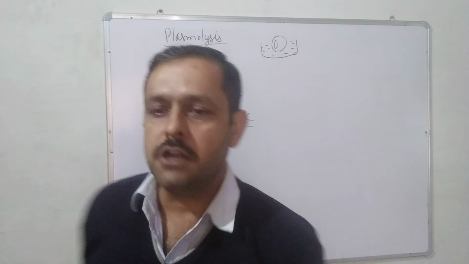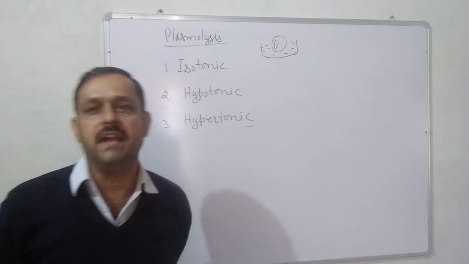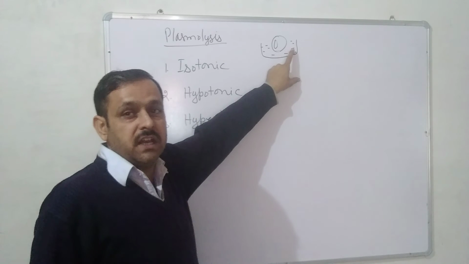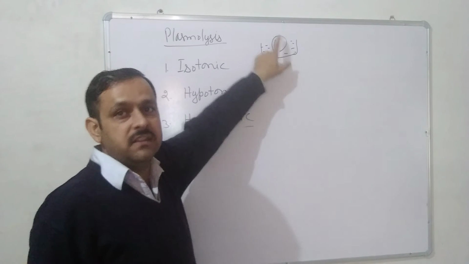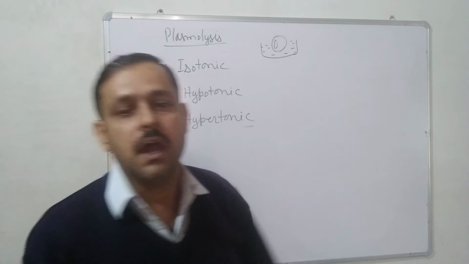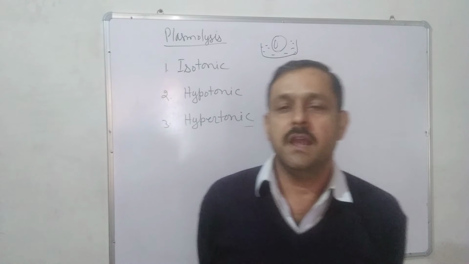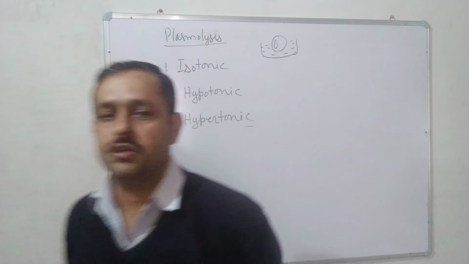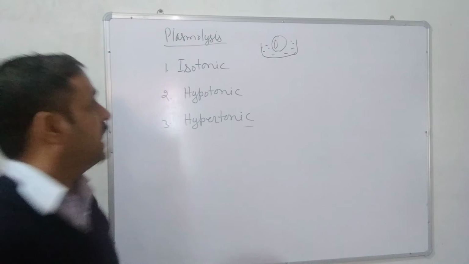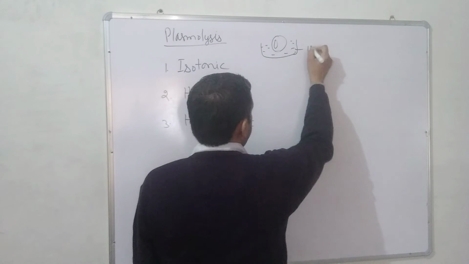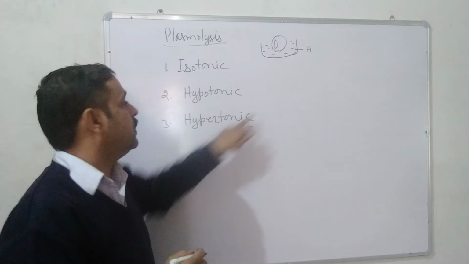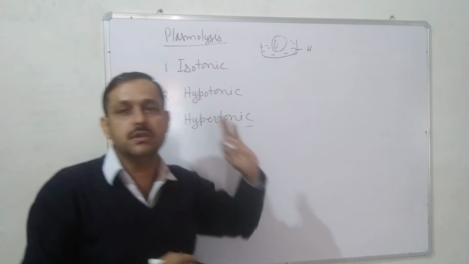If the external solution is more dilute than the cytoplasm, meaning the concentration of the cell is higher than the surrounding, then it is called hypotonic solution. And third, hypertonic solution. If the external solution is more concentrated than the cytoplasm, meaning higher concentration on the outer side and lower concentration in the cell, then it is called hypertonic solution.